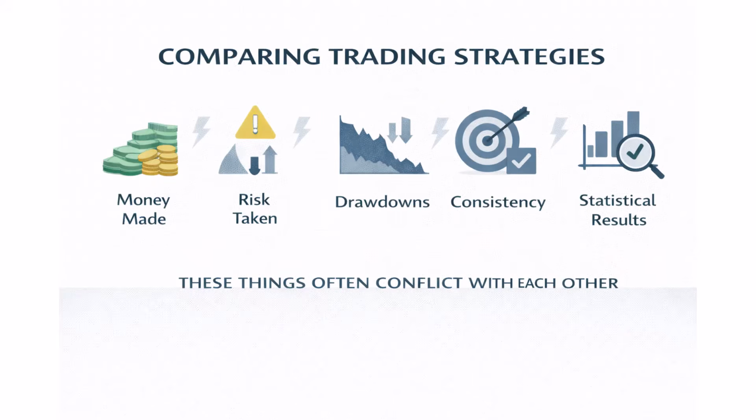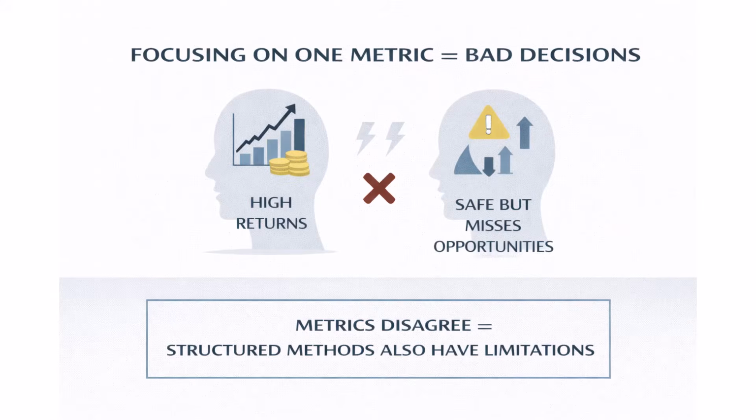So let's take a step back and look at the core problem more carefully. When we compare trading strategies, we're almost never dealing with a single objective. We care about how much money the strategy makes, how much risk it takes, how deep the drawdowns are, how consistent the returns look, and whether the results are statistically meaningful. And these things often conflict with each other. A strategy can have high returns because it takes huge risks, but another one can be very safe because it avoids opportunities. So the real problem isn't that we don't have enough metrics, the real problem is that we have too many and that they don't agree. And this is why focusing on a single metric almost always leads to bad decisions.